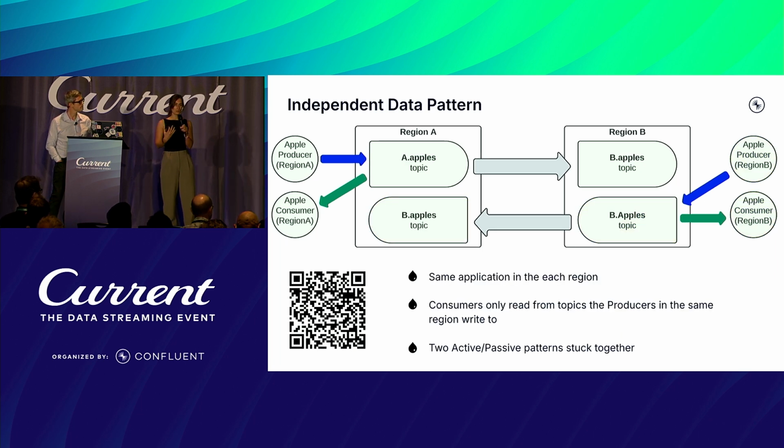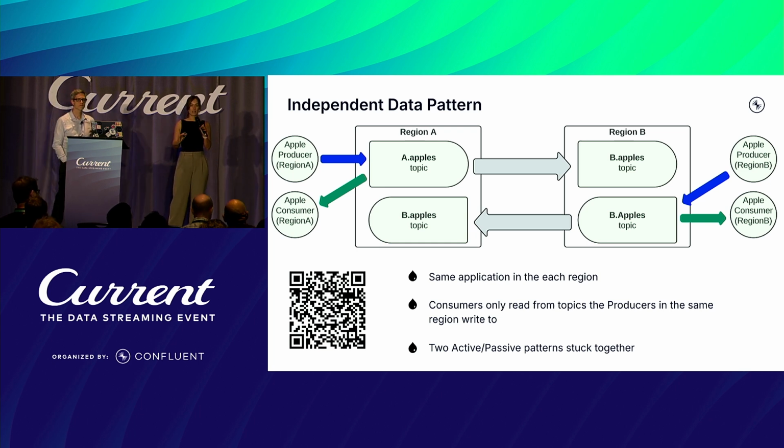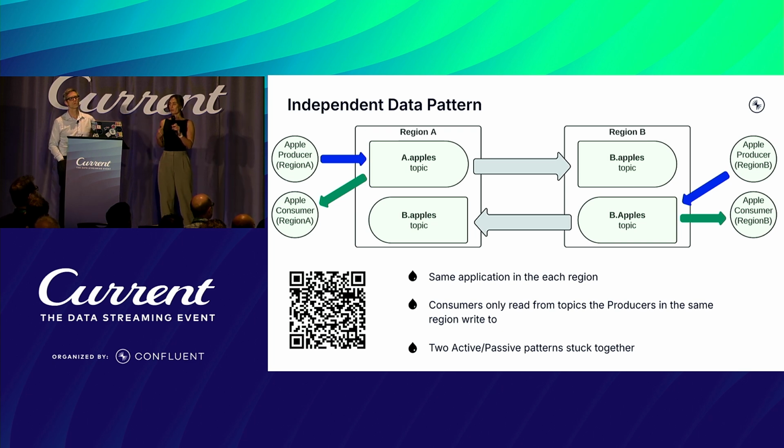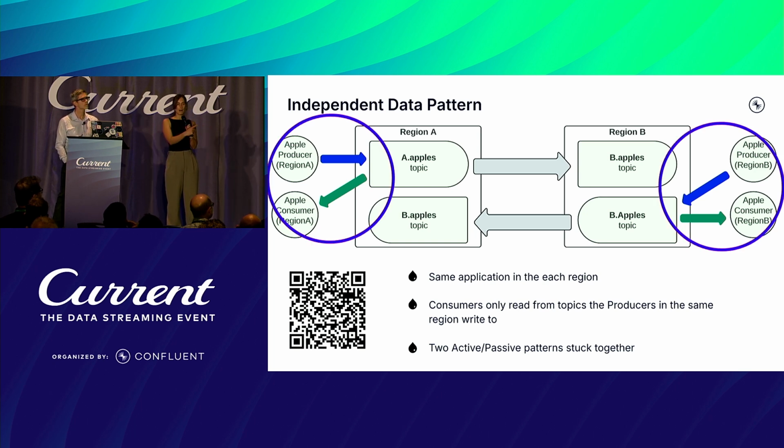All right, so the next way you might want to deploy your applications is maybe you do have the same applications in both regions, and you're doing this to have those low latency writes for some cost efficiency, but the applications in the region really only care about what's happening in that region. So once again here, we're still going to recommend the independent data pattern, and the reason for that is because since your applications only care about what's happening in the region that are local to it, it's still 2 active-passive patterns stuck together, so you can still use that white paper.